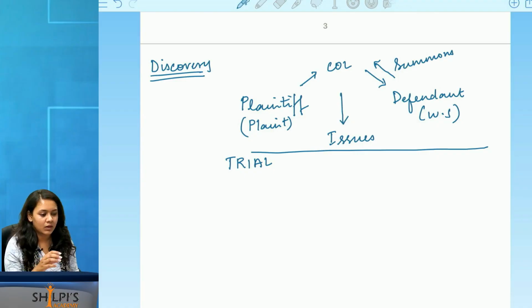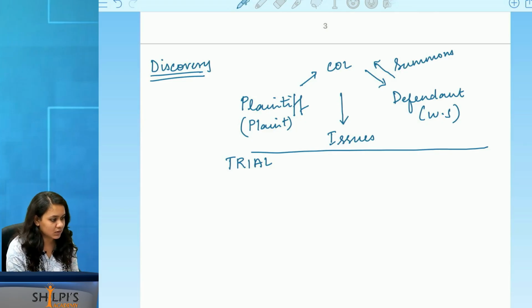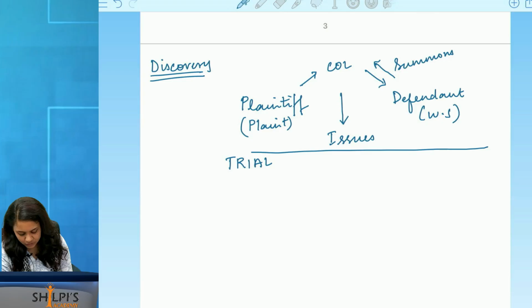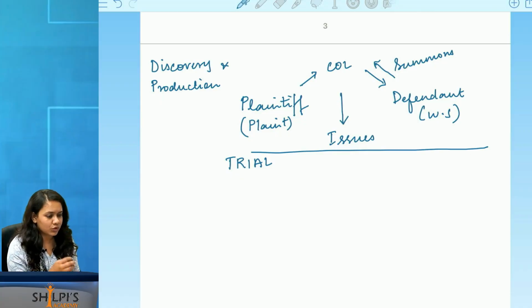Okay. Ultimately, before the court ends up framing the issues, he has to ensure that he has all the facts and matters at hand. Now, I'm not saying that discovery happens only before the trial starts or after the trial starts. It's an ongoing process. So I will actually call it discovery and production of evidence.